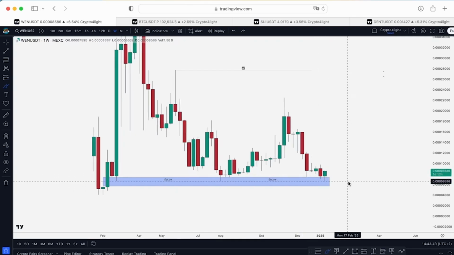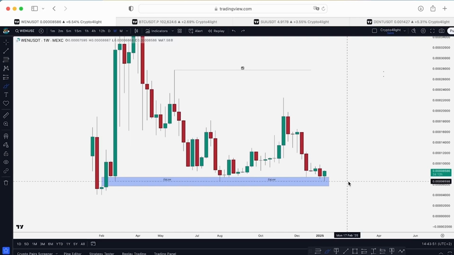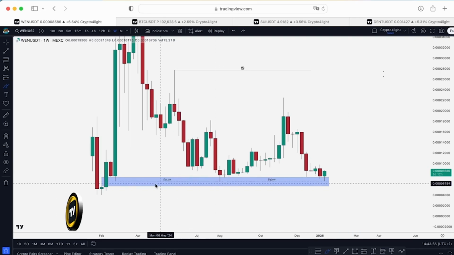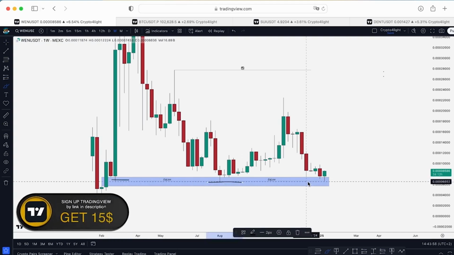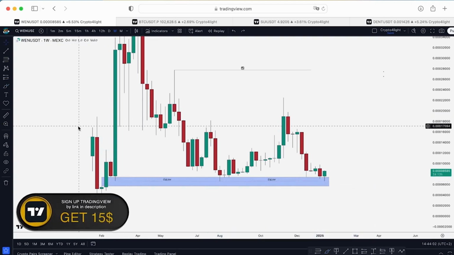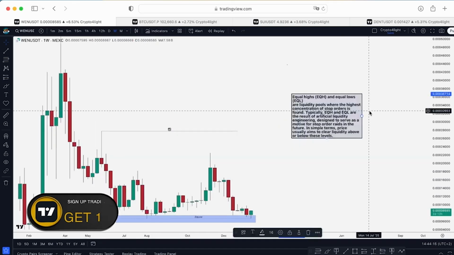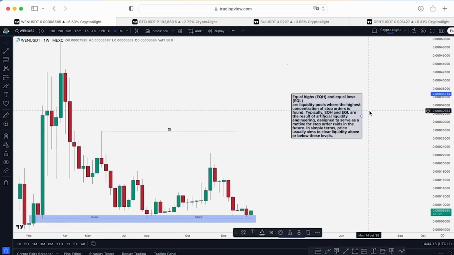And it's only a matter of time before we drop or pump and sweep the liquidity, and hunt stop losses. The higher the time frame, the more liquidity is concentrated under this level. So equal highs and equal lows are liquidity pools where the highest concentration of stop orders is found. Typically, the equal highs and equal lows are the result of artificial liquidity engineering.